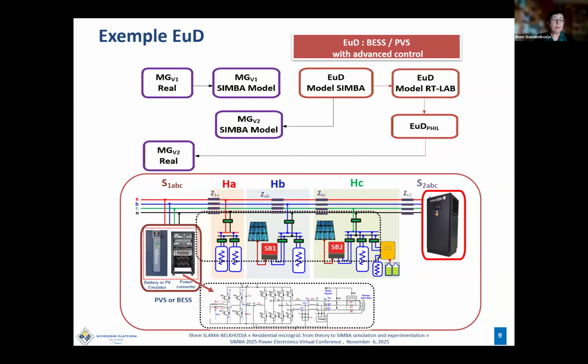Here is an example of how to integrate an equipment under development into this platform. In this example, the EUD is a three-phase system that can be a PV system or a BESS. And the investigations were about developed advanced controls.